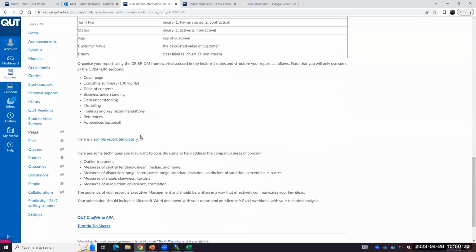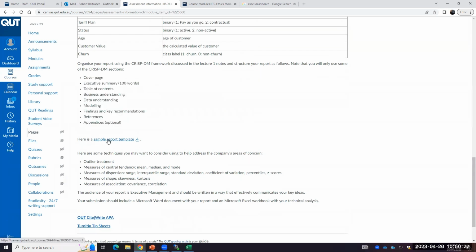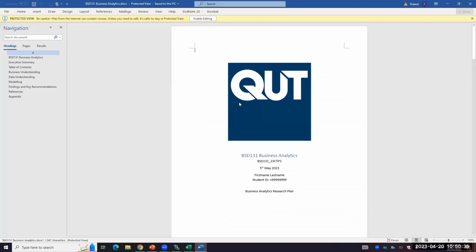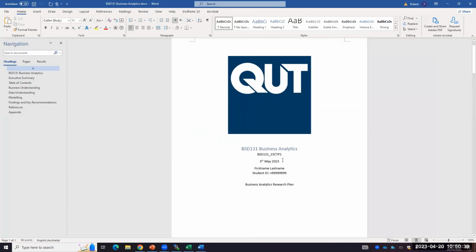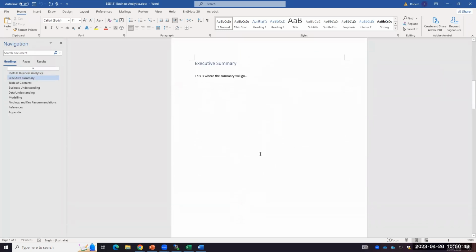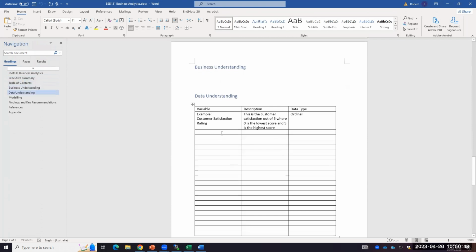Now you're going to put all this into a report, and the report will be structured with the following sections. I've got a sample report template to help fast track you. So you can just download this Word document here, and you can basically start to fill this in. I've already put in a cover page for you. So just fill in the details here. And then there are some placeholders and headings for each of the sections that you'll be filling in, okay?